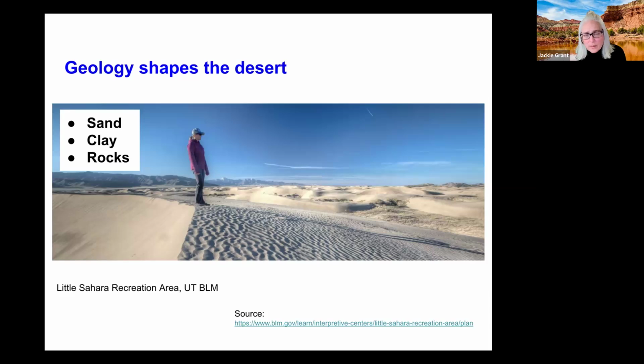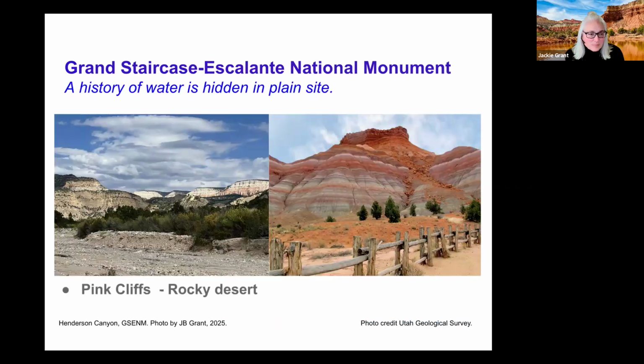But we can also have deserts where the underlying surface is clay, and that's going to result in a muddy desert when it rains, or rocks, and we can have rocky deserts, and we have all of those in Utah. Next slide, please. So we'll go through the Grand Staircase Escalante National Monument as an example because it's one of my favorite places. And when we look at deserts and we look at the rocks, we can see this history of water hidden right in front of us.